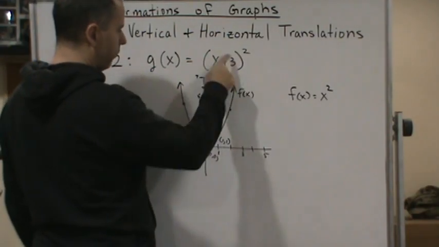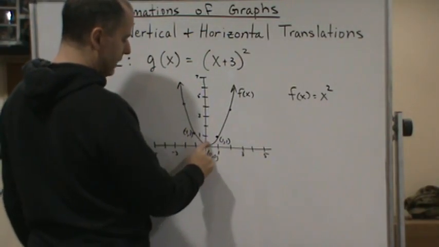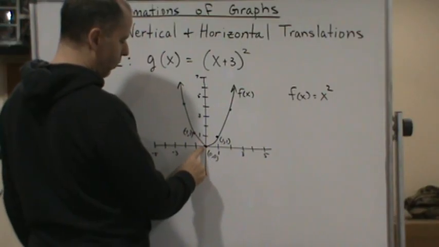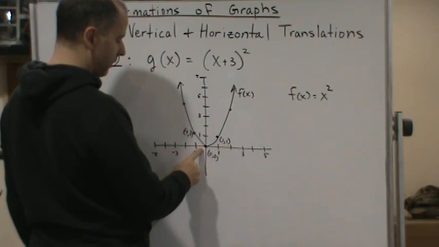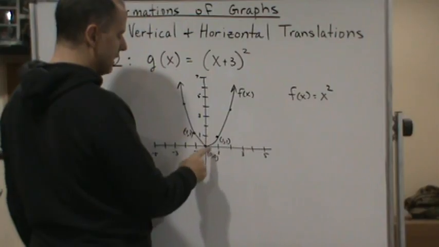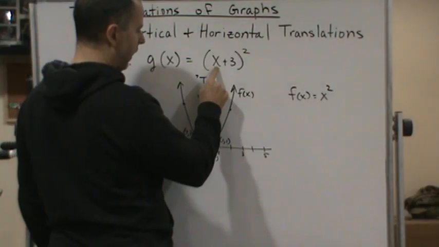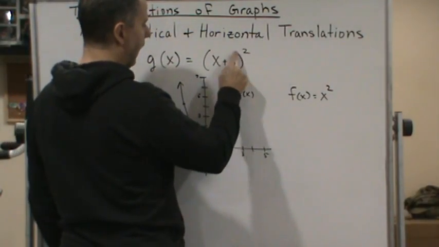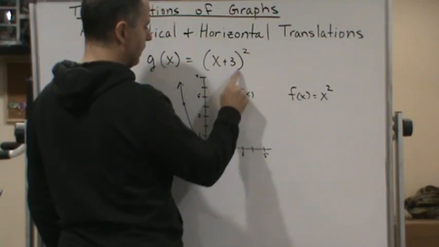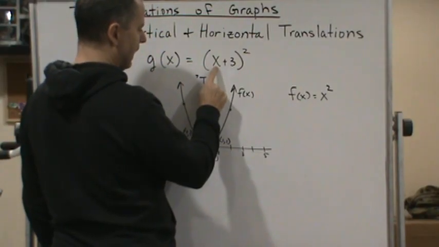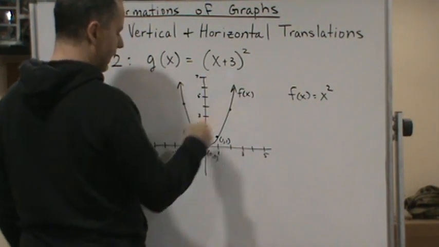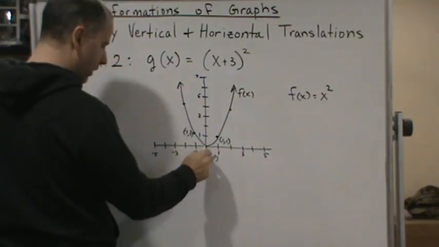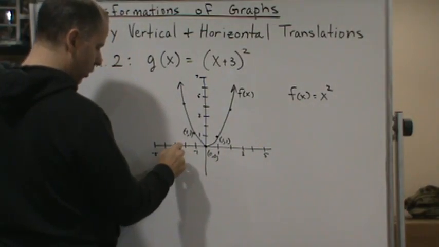Because of what happens when y is 0. So when is y 0, right? The vertex happens when y is 0, because if we shift it left or right, y equals 0 is still the vertex of the function. So how do we make the function 0? Well, if I have x plus 3 in here, how do I make this 0? By having x equal to negative 3. So when x is negative 3, y is 0. So that means the vertex shifted over here.